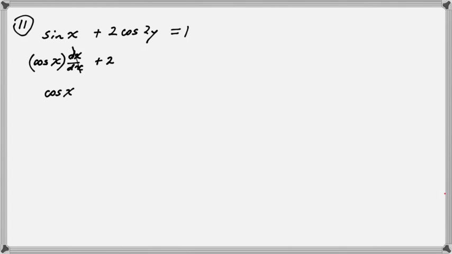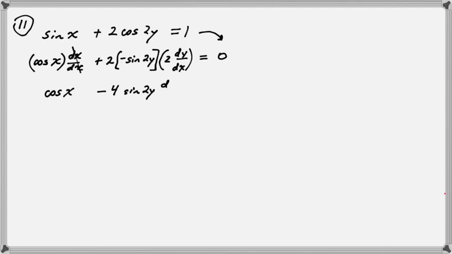Plus 2 is a constant factor. I keep it out front. Derivative of cosine is negative sine of the same angle times the derivative of the angle. The derivative of 2y is 2 times the derivative of y, dy dx. And then the derivative of this constant over here would be 0. So far I think I have that. Minus 2 times 2 is 4. Sine 2y dy dx equals 0.